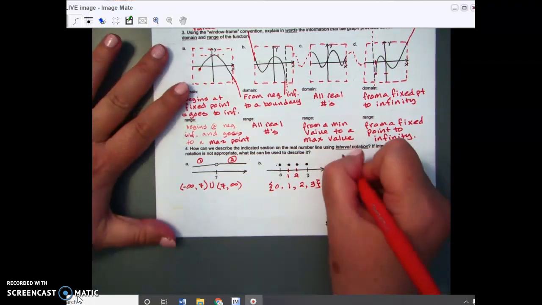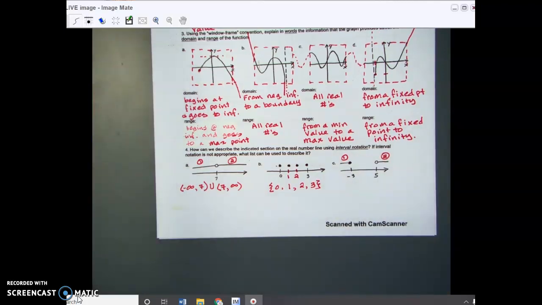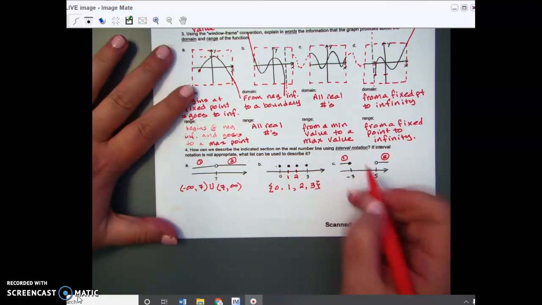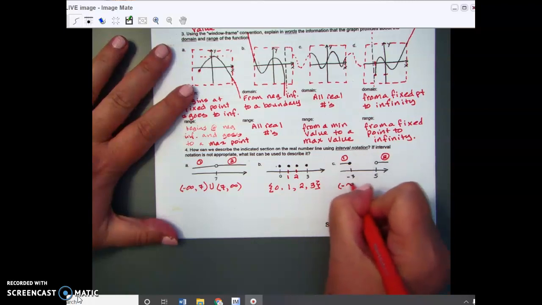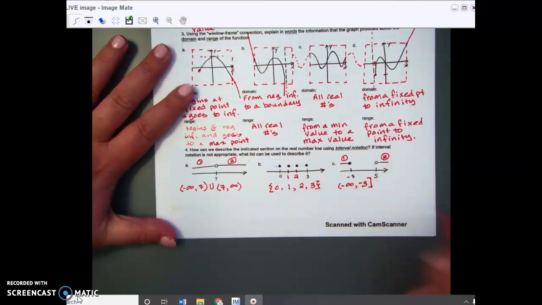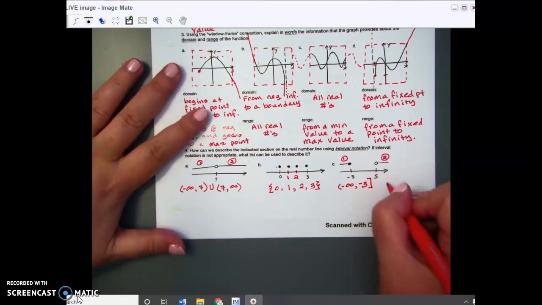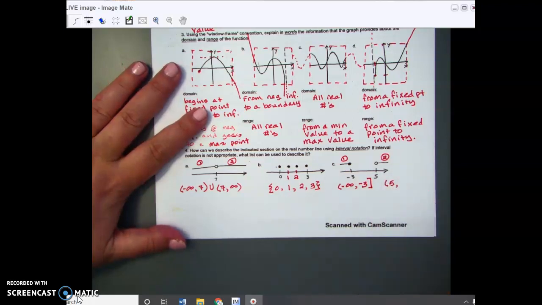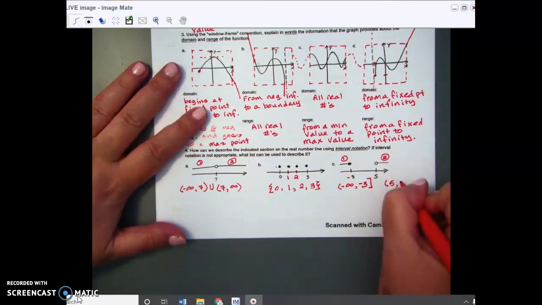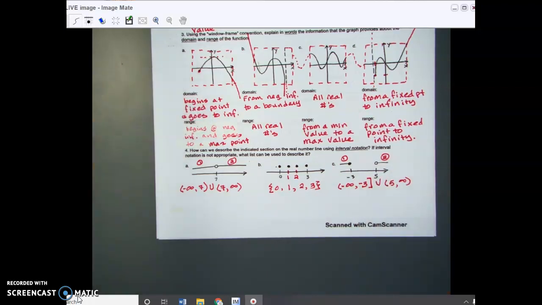So for C, again, I have an interval here I need to describe and an interval here that I need to describe. So if I do that, the interval on the left is starting from negative infinity, and it's stopping at negative 3, but negative 3 is included, so I'm going to use the box parentheses. And then on the right, 5 is not included, so I'm going to use the regular parentheses, and it goes to infinity. So if I do the union of the two, then I have the answers for the entire number line.